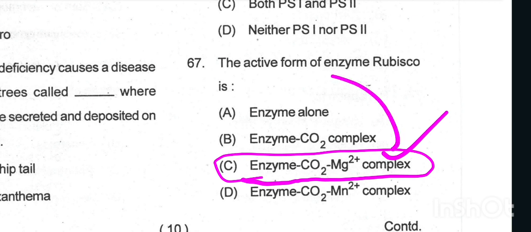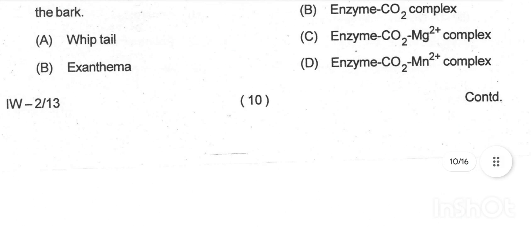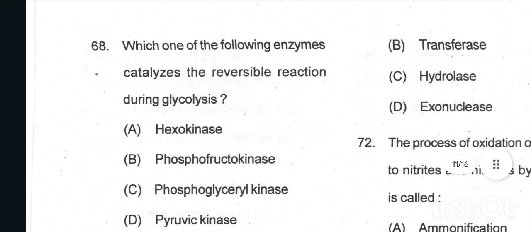Then question number 68. Which one of the following enzymes catalyzes the reversible reaction during glycolysis? It is phosphoglycerate kinase. Option C is your right answer.